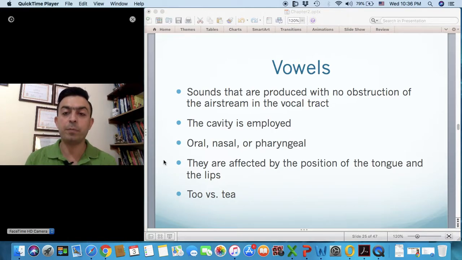Vowels are affected by the position of the tongue and the lips. These are the main parts of the vocal tract that we use when we make vowels. Look at these two words, "to" versus "t". Now look at "oo", "e". When we make these two vowel sounds, the tongue is not touching anything, the lips are not touching anything, and no air is being blocked, but the position of the tongue and the position of the lips determine the vowel sound that we're making.